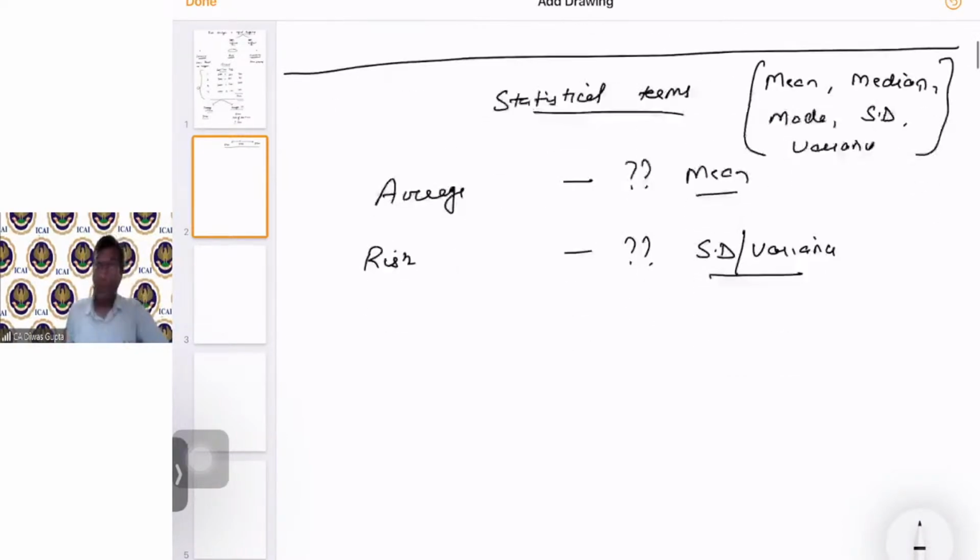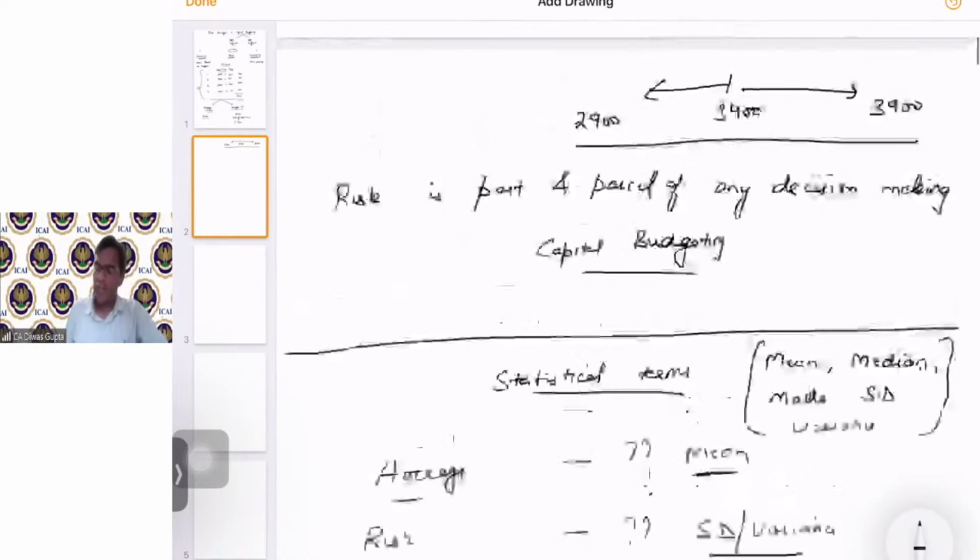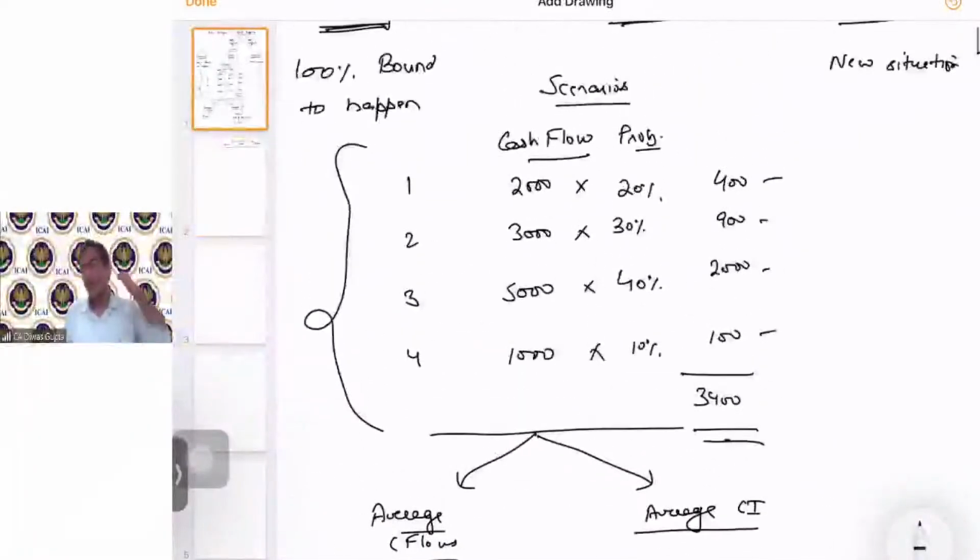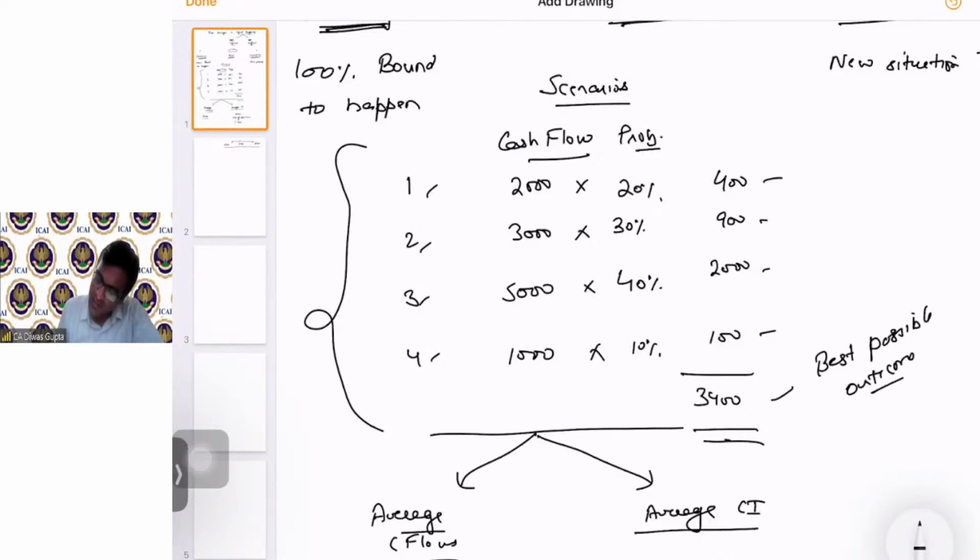So first of all, coming to average is equal to mean. While discussing this example, what I said was: what is your best possible outcome out of your different scenarios, scenario 1, scenario 2, 3, 4? This best possible outcome is actually denoted by mean in statistical terms. Correct, because it will do all the averages.